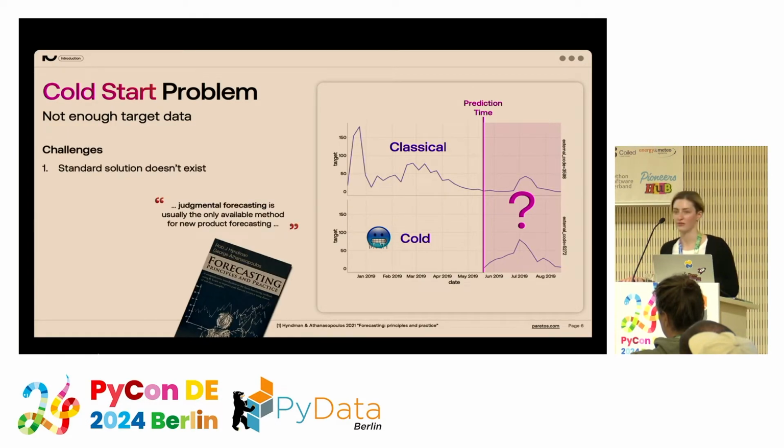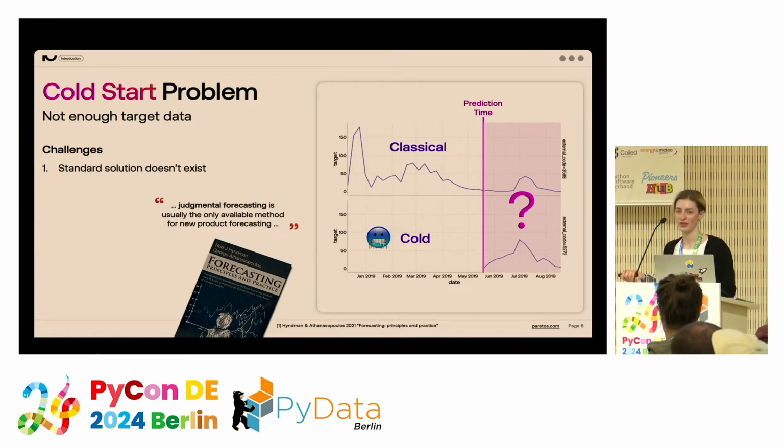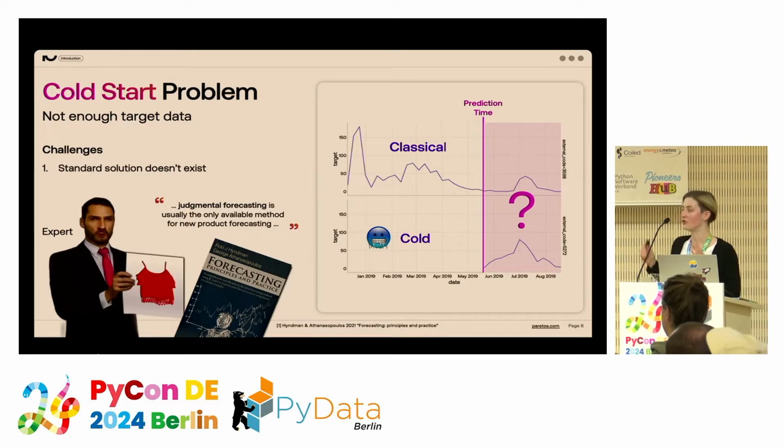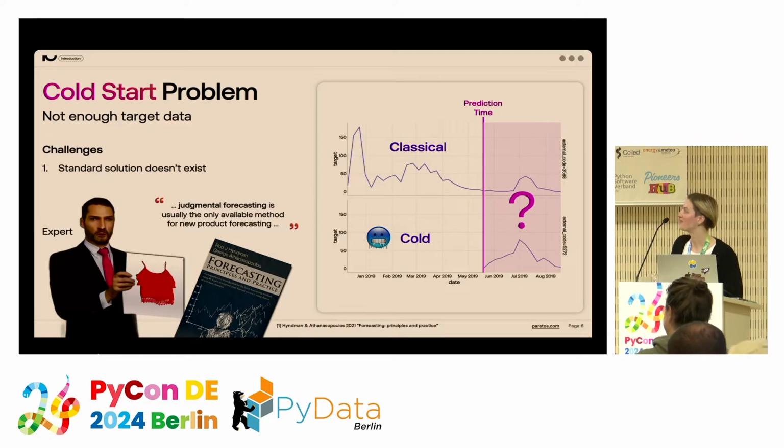What are the challenges that appear here? First of all, standard solutions don't exist. If you refer to a book, which probably everyone who has experience with time series knows about, from Rob Hyndman, judgmental forecasting is usually the only available method for new product forecasting. What is meant here by judgmental forecasting? It means that we have a human expert. This is an AI-generated picture of an expert. So we have a domain expert who uses their own judgment and tells us how many pieces we sell.